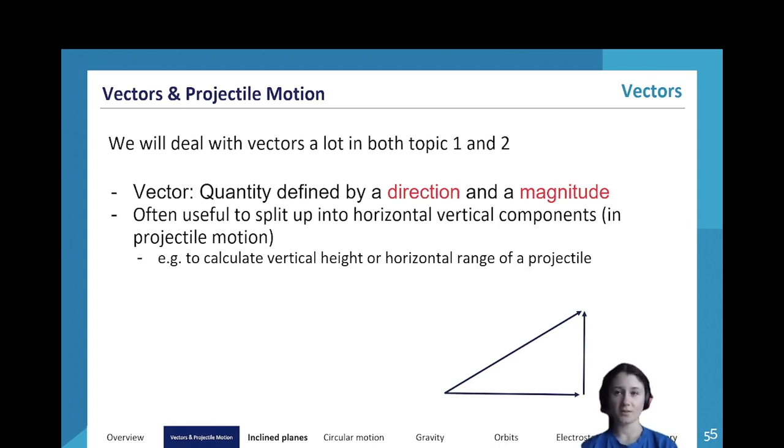The opposite of a vector quantity is a scalar quantity, and a scalar quantity only has magnitude. So a scalar quantity might be something like 5 kilograms, alright, because there's no direction there.